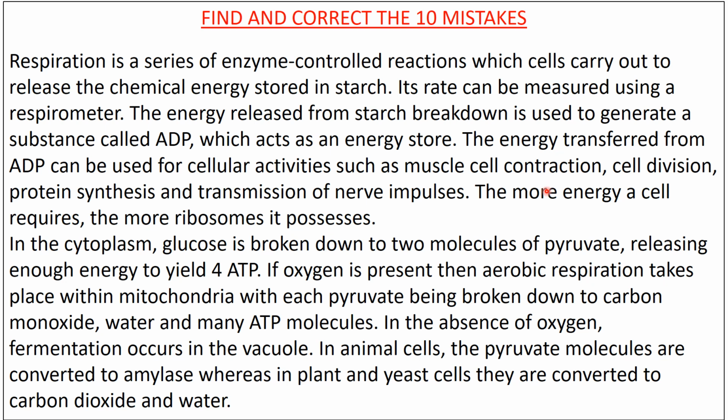Right, here we go. Respiration is a series of enzyme-controlled reactions which cells carry out to release the chemical energy stored in starch. It's not starch, that should be glucose. Its rate can be measured using a respirometer. The energy released from starch breakdown, that's wrong again, isn't it? So that should be glucose. The energy released from glucose breakdown is used to generate a substance called ADP, nope, ATP, which acts as an energy store. The energy transferred from, there's ADP again, can be used for cellular activities such as muscle cell contraction, cell division, protein synthesis, and transmission of nerve impulses.